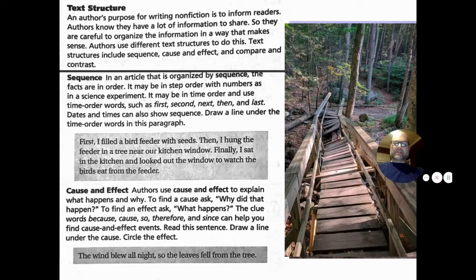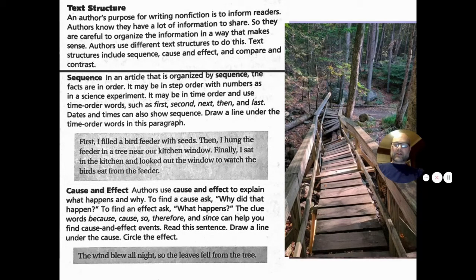Cause and effect. Authors use cause and effect to explain what happens and why. Why do you think that this bridge is no longer functional or is falling apart? Do you think the structure was faulty? Do you think that it needed some maintenance maybe? Something caused this bridge to no longer be the bridge it was when it was first made.